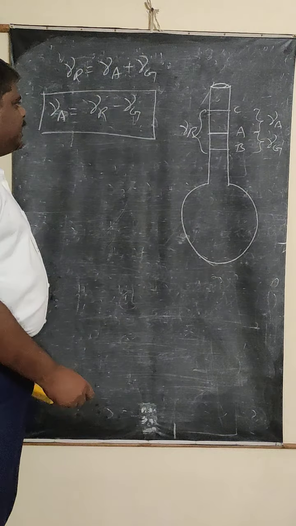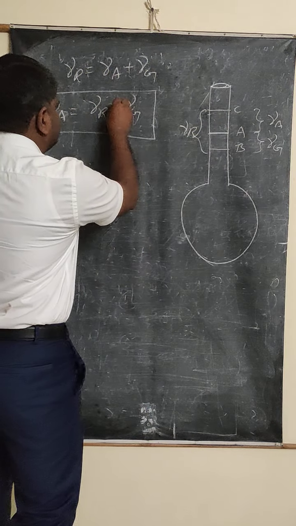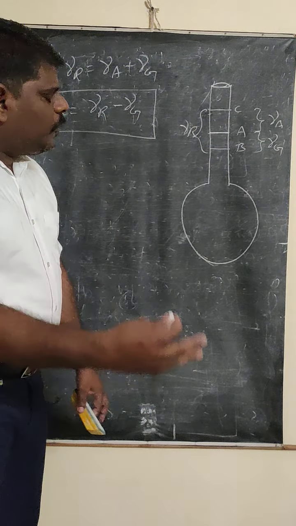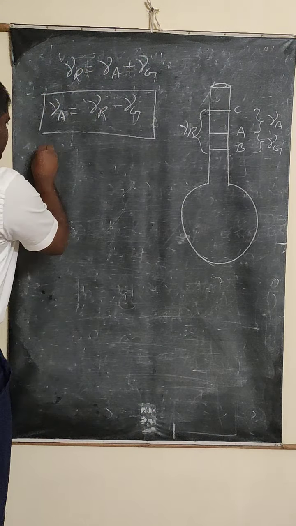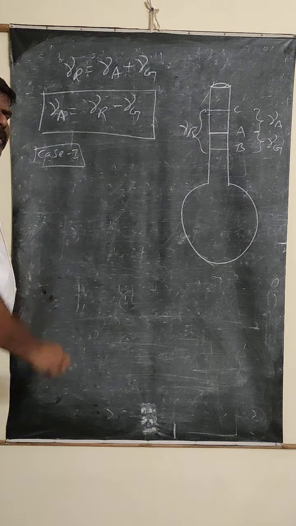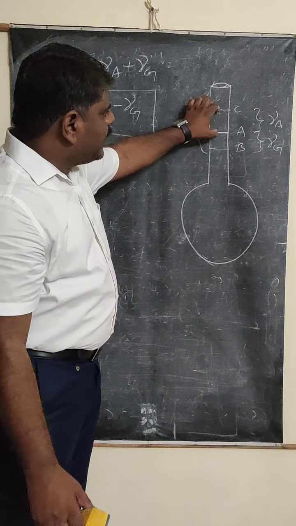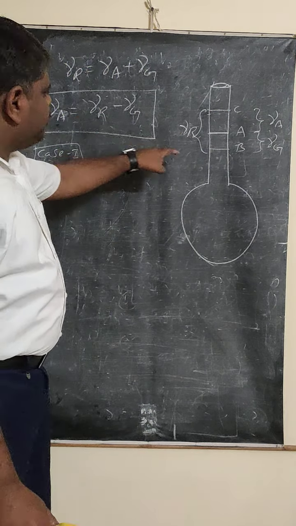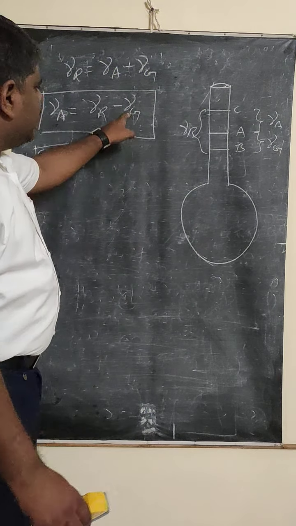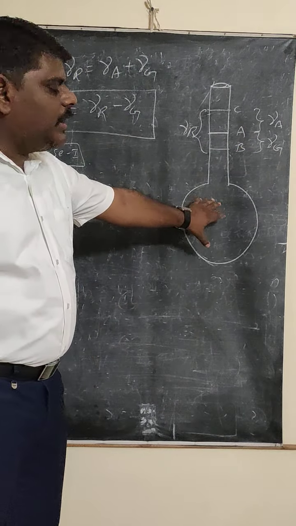Okay, for the different conditions, these are the conditions I take. Now, go to the conditions. First, I am going to take case 1. Before that, all of you know the terms. Gamma A is the coefficient of apparent expansion, what we are observing. Gamma R is the coefficient of real expansion of the liquid from B to C. And gamma G is the coefficient of expansion of the glass flask.